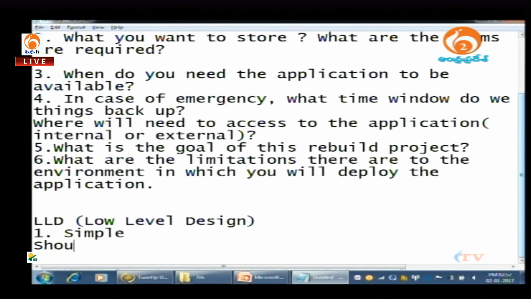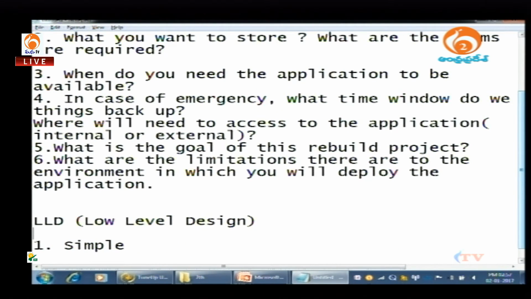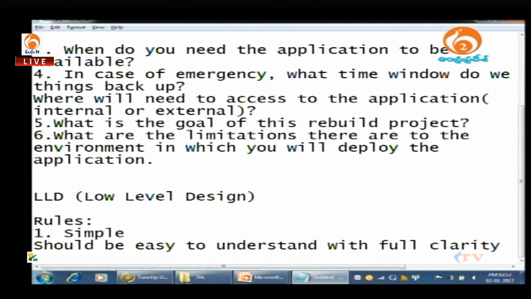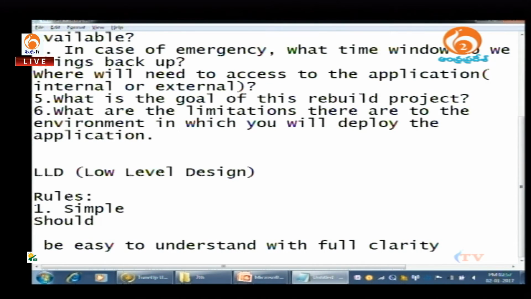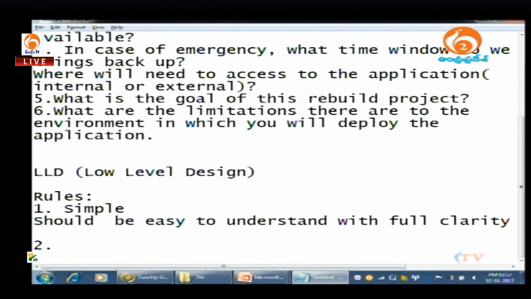It should be easy to understand with full clarity. Okay, these are the steps to be followed, the rules for the LLD. It should be simple, meaning it should be understood with full clarity. Second one is efficient.